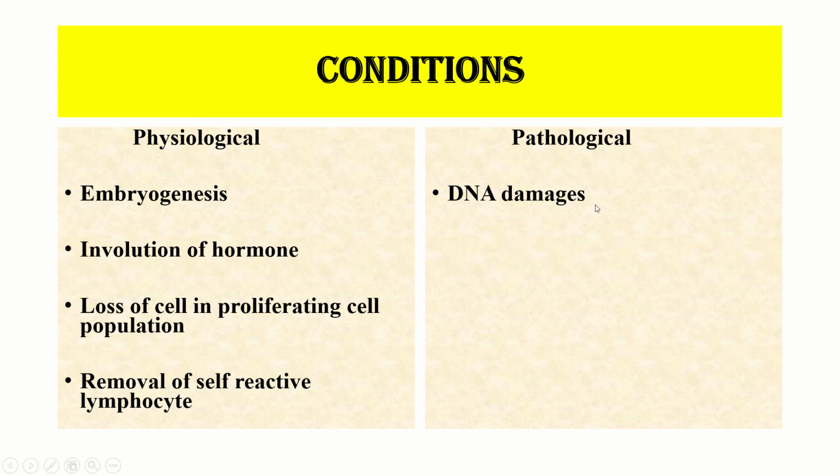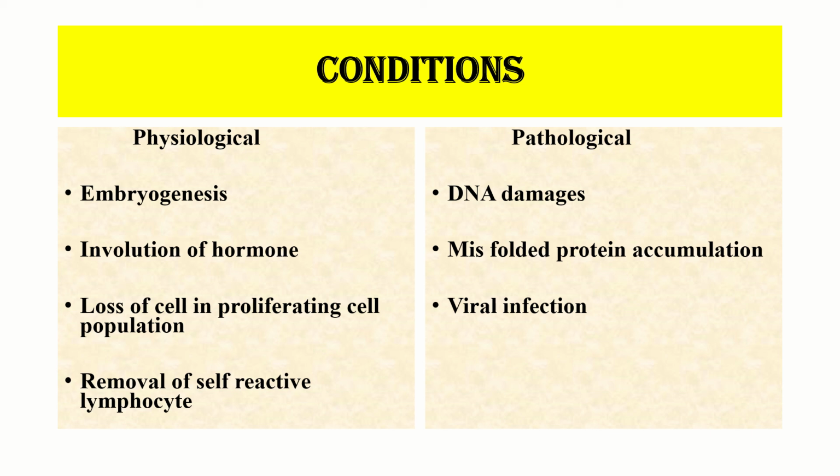Fine. Now what is next? Misfolded protein accumulation. Protein folding is one of the most important factors that controls normal growth and development. When there is a misfolded protein, at that time a cell should die. Otherwise, this will lead to various diseased conditions. Then comes viral infection. There is nothing much to explain.